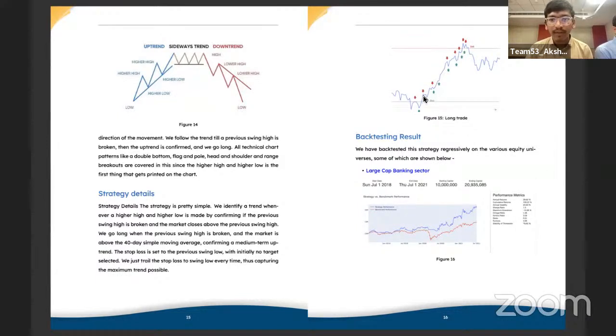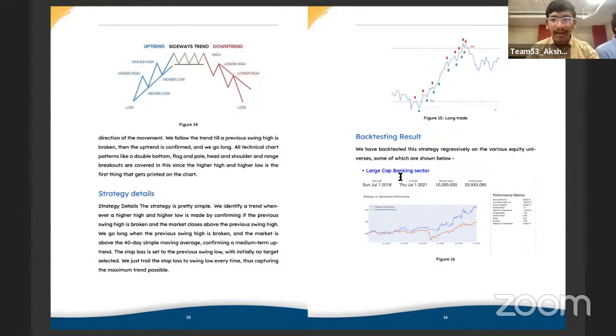So for example, in figure 15, you can see what we did. We bought here when this swing high was broken. Our initial stop loss was here. Then we are just trailing our stop losses till the previous swing low is broken. And on this top, when the previous swing low was broken, we just sit out in cash.